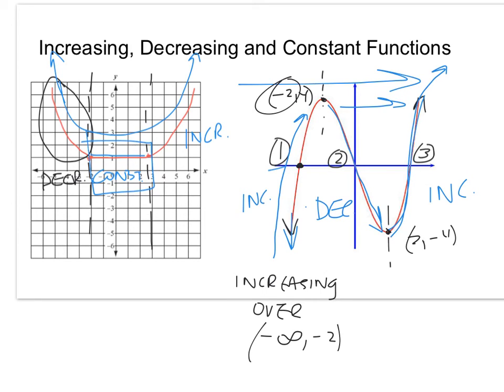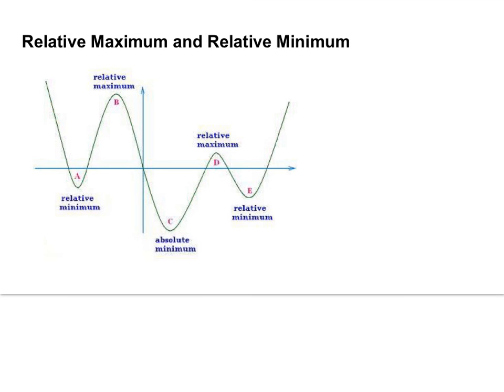Okay? It's decreasing from negative 2 to positive 2. And it's increasing over the interval 2 to infinity. Okay? And so that would be the way that we note what the interval is that it's increasing over, because in general it does continue to go up, but it is decreasing over a certain interval.